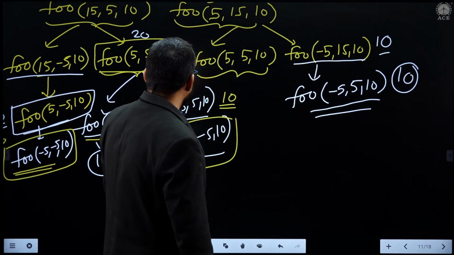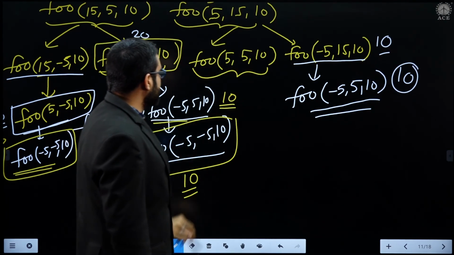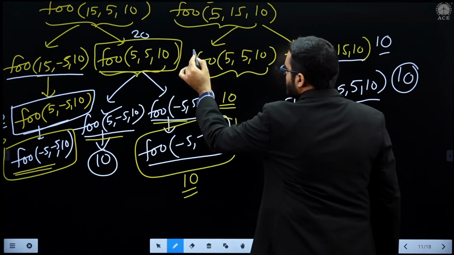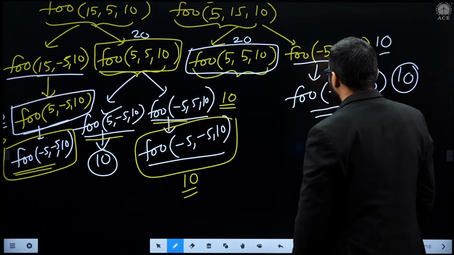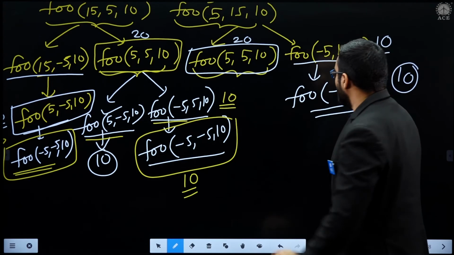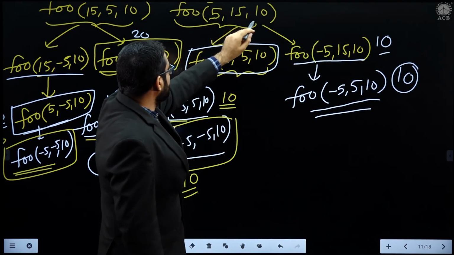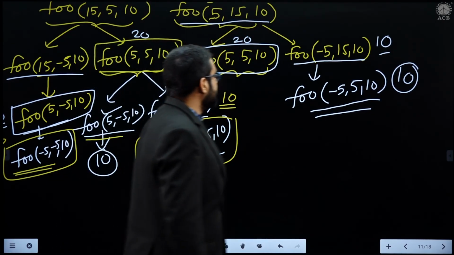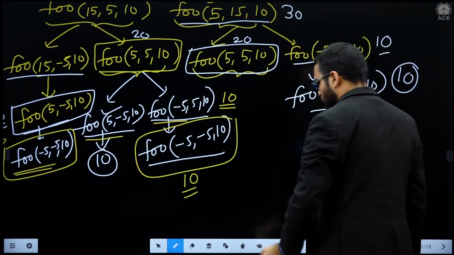Now you can notice that this function call (5, 10) is the same as this function call (5, 10). So this function call will also return the value 20. You can see that this function call is returning the value 20, and this function call is returning the value 10. So what will be the value returned by this function? That will be 20 plus 10, basically 30. This will return the value 30.